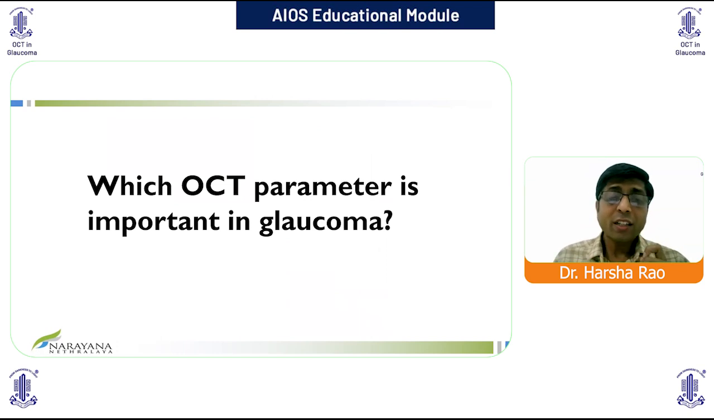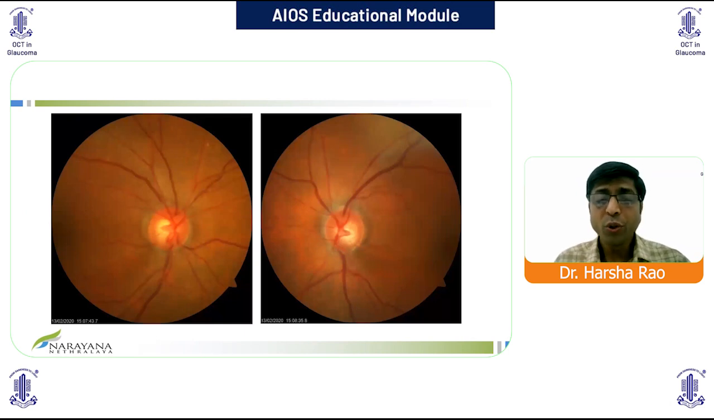The other important question which most of the times is asked is, which OCT parameter is important in glaucoma? So we saw the RNFL thickness, we saw the inner retinal thickness at the macula, be it the GCAPL, be it the GCC. We also saw the rim widths or other neuroretinal rim parameters. Which OCT parameter is important in glaucoma? So I'll show you a couple of examples here to make the point clear.